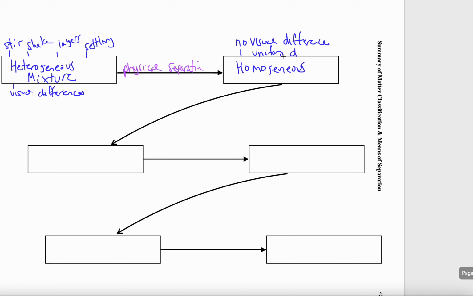So I'm going to write uniform distribution. So there's no more layers, there's no more settling, you don't need to stir or shake it. So typically, if you're looking at a sample and it looks pretty uniform, you can't spot any differences, it is homogeneous in nature. So if it's homogeneous in nature, our most complicated form of a homogeneous sample of matter would be a homogeneous mixture.